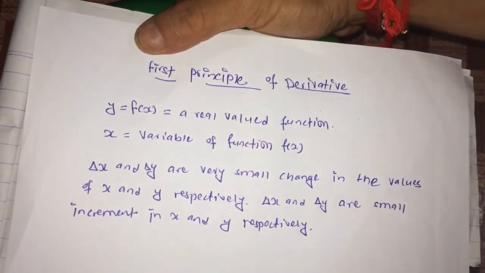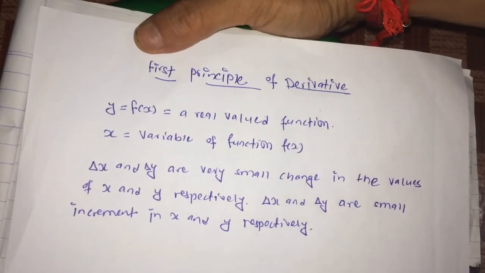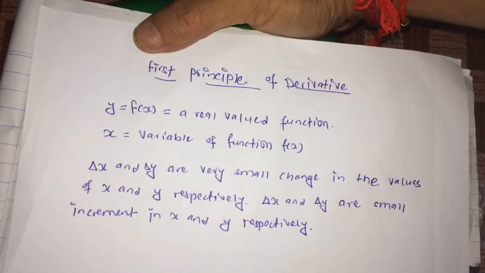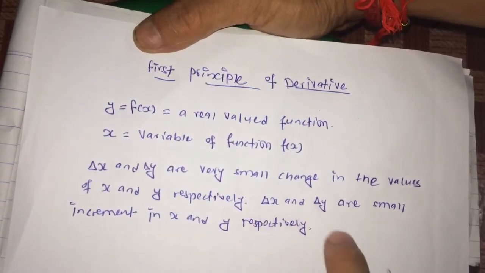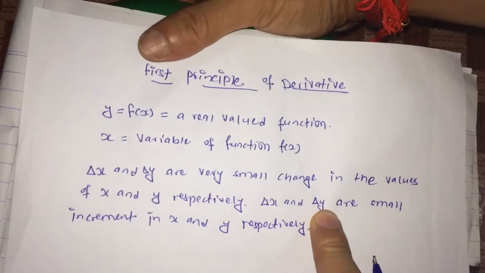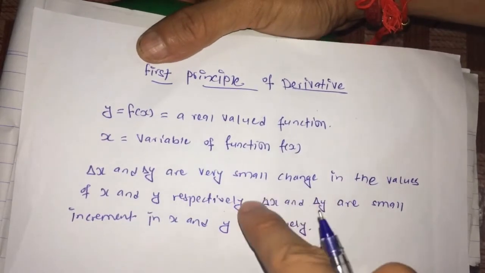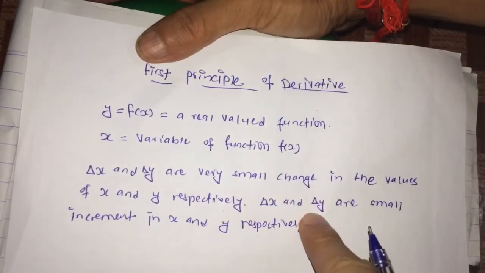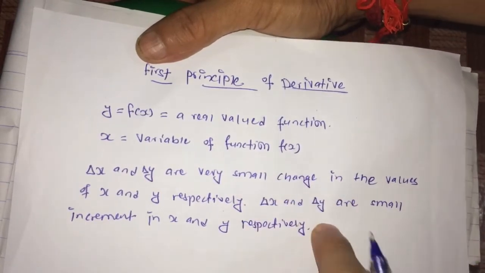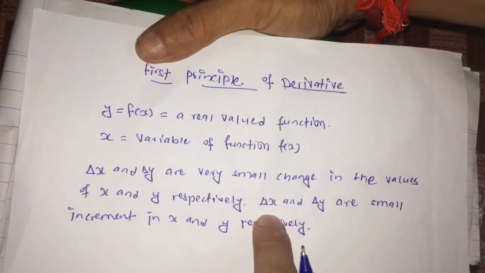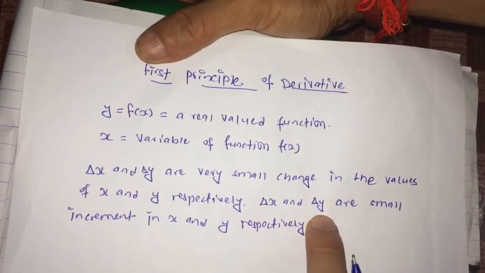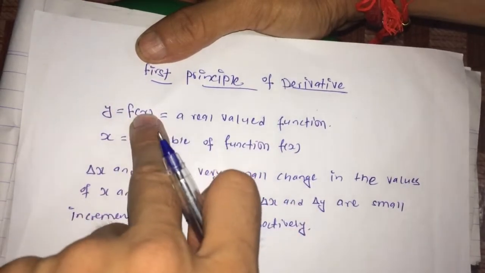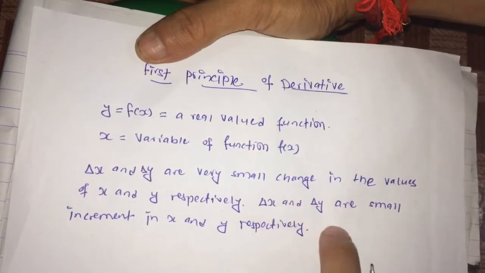So y is a function, x is the variable, and del x and del y are the small increments in x and y. This means a change in x causes a change in the value of y, because the value of y depends on the value of x. x is the independent variable, y is the dependent variable. In the case of calculus or derivative, y is equal to f of x is given, so y is a function and x is the variable of y.